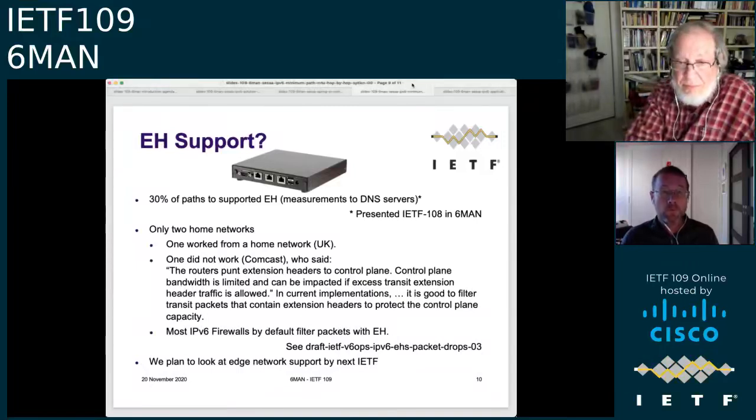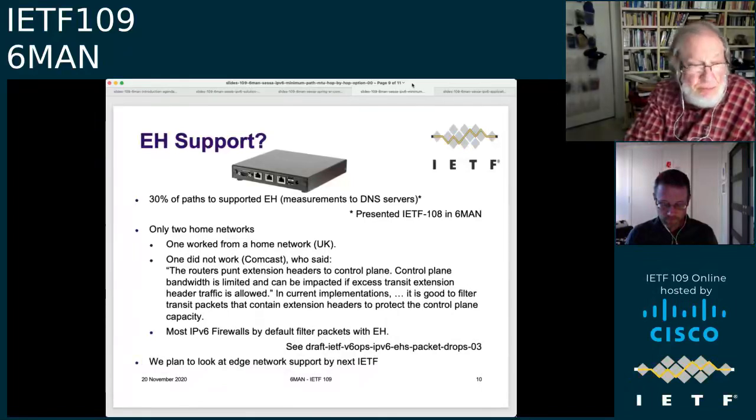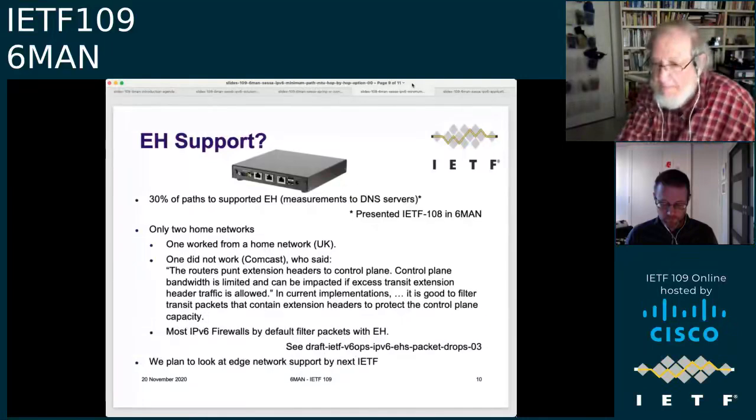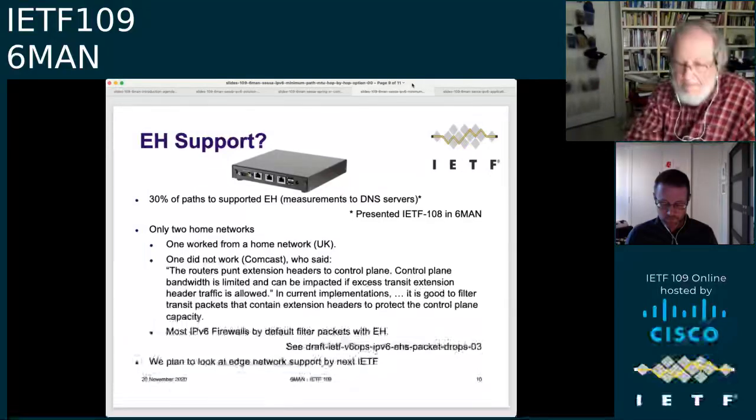If you're in V6 Ops, you probably saw this same thing being discussed there in the draft I put at the bottom of the slide, and it talks about more detail of why that might be the case. We looked also into firewall code, and we found that, at least for the firewalls we looked at, the default action was to filter packets with extension headers. Since most web servers lie behind firewalls, that might also give us an indication of what happens when we probe web servers.